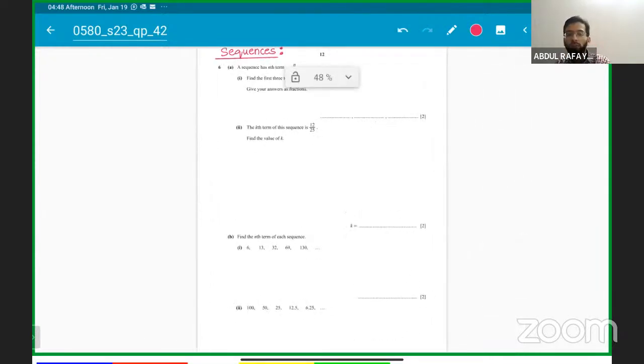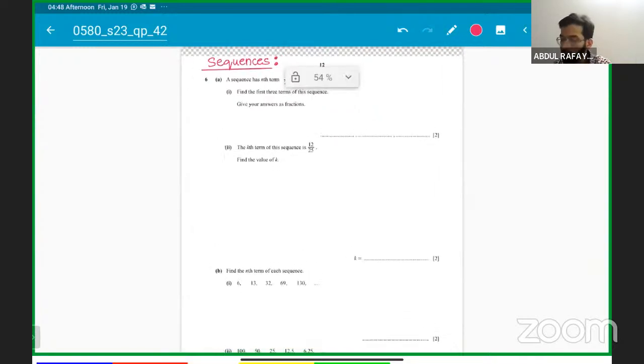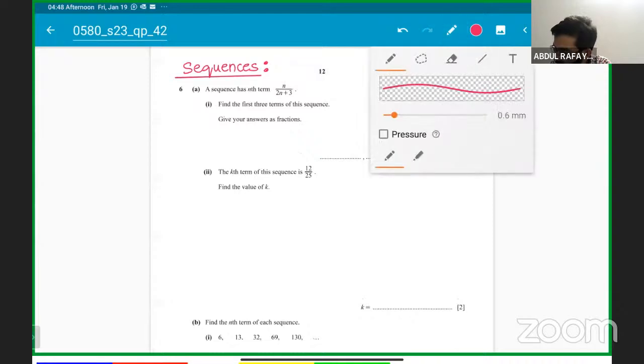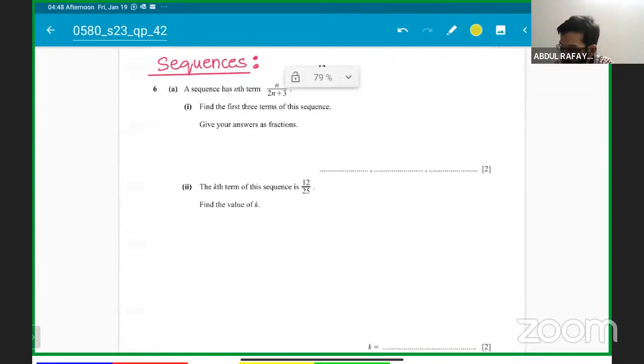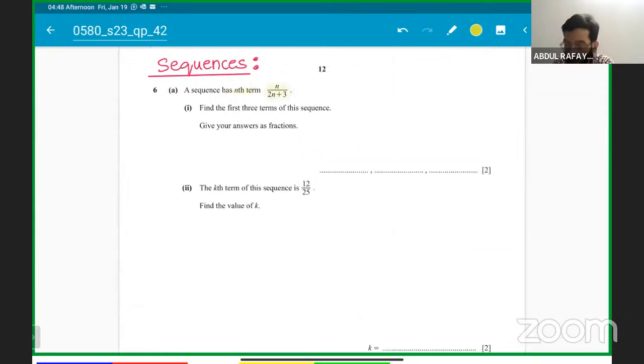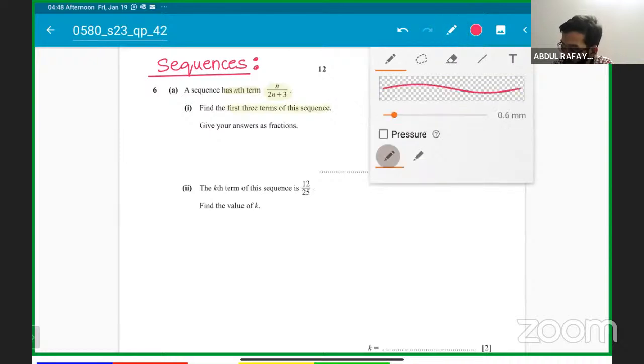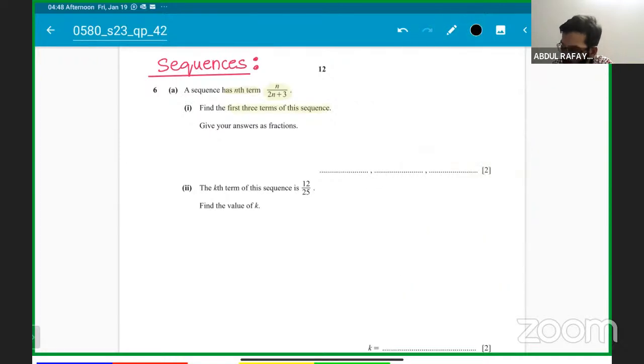Okay, so far we have done 50% of the paper, but those were two page questions. Now these are one page questions from question number 6 onwards. A sequence has the nth term n divided by 2n plus 3. Very simple. In the papers that I've checked from my students, most of them have got this correct because it's very simple, not losing marks. You have to quickly grab these marks.